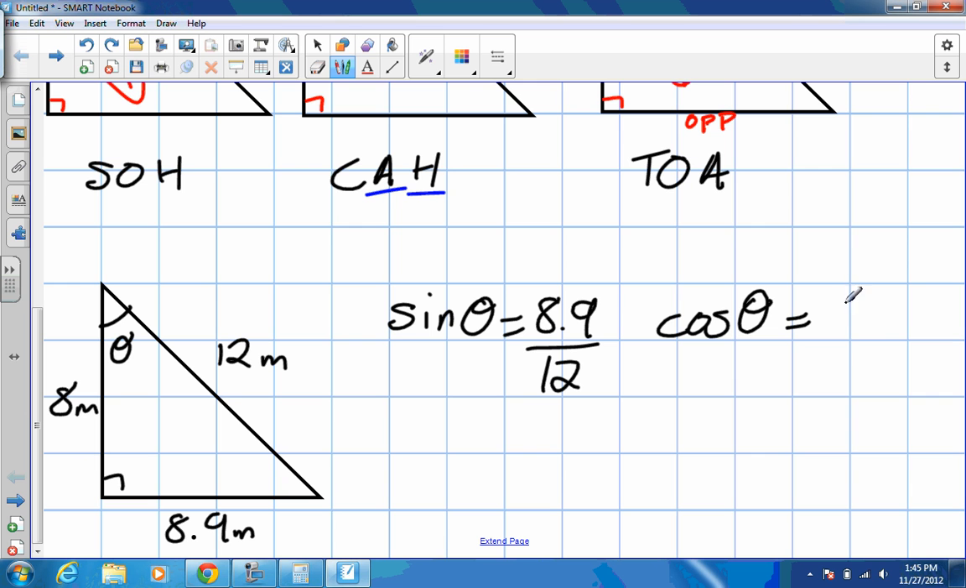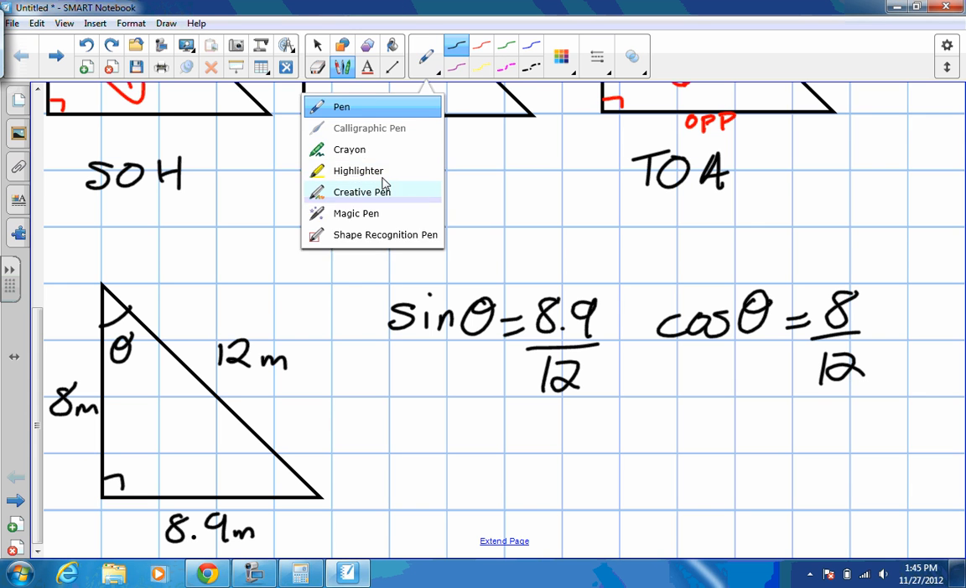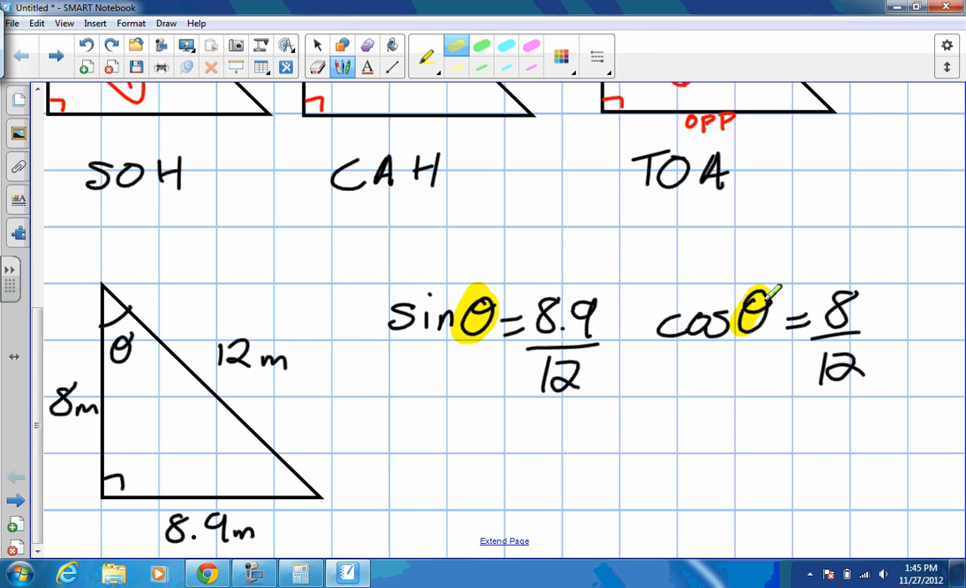Adjacent over hypotenuse. What's the adjacent side? And we already know hypotenuse is 12. So we have 8 over 12. Now, because we're solving for the angle, we need to get the angle by itself in this question. In order to get the angle by itself, we want to move the sine or cosine to the other side, hypothetically.